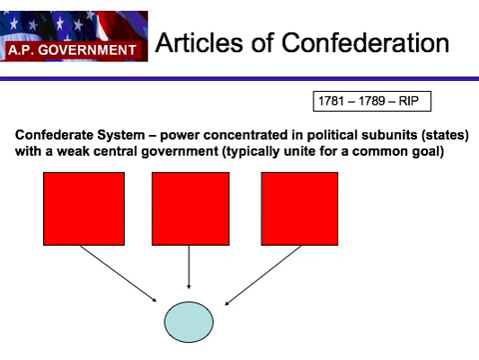For your Articles of Confederation, or the Confederation system, which was created under the Articles of Confederation, all the power was concentrated in these subunits, or the states. So the states had more power, creating a weak central government or a weak federal government. The only way they really would unite would be a common goal. Maybe they were being attacked, but not necessarily.